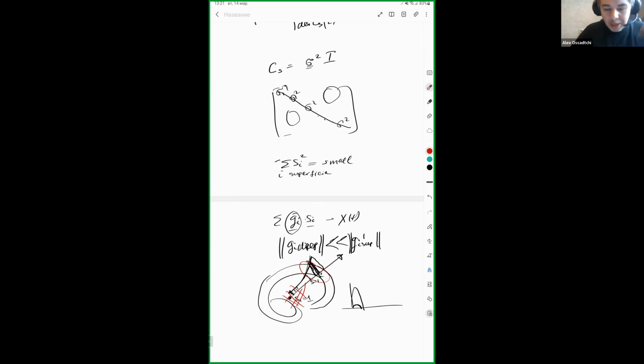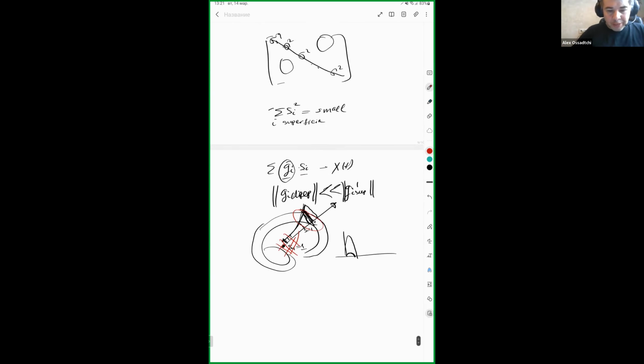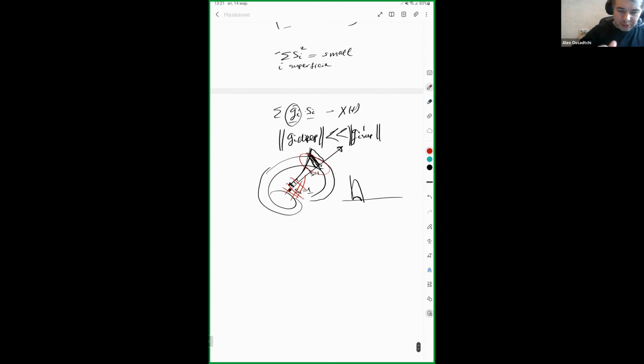Okay, and how can you counteract it? Well, very simply, you can say, listen, when you are computing this, right, you do this, and alpha has to depend on the depth.